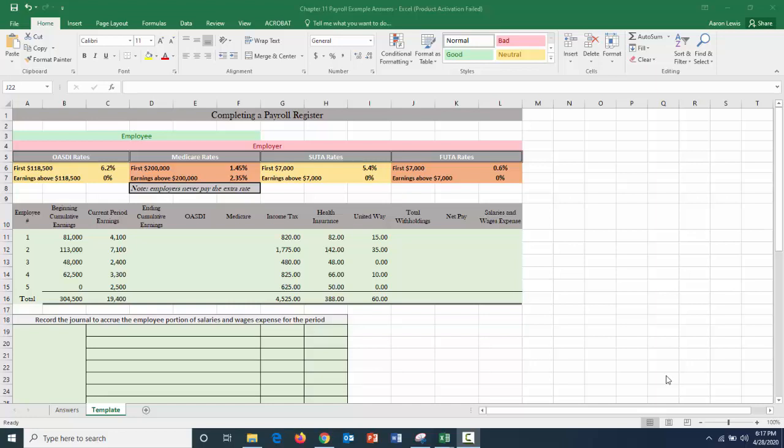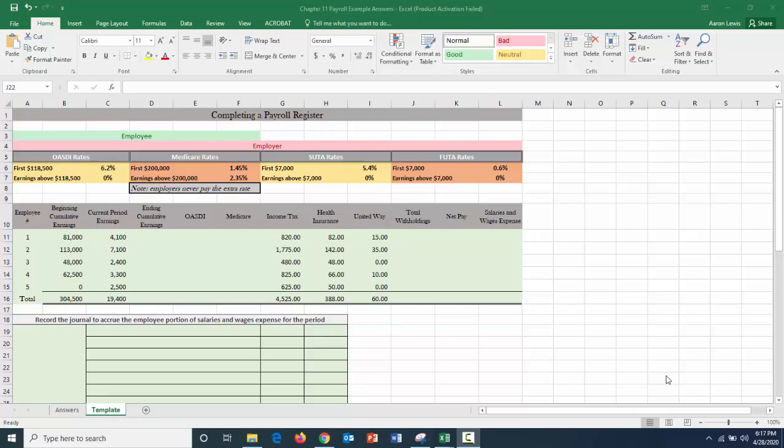For SUTA and FUTA, the rate, at least in the state of New York, is 5.4% for SUTA and 0.6% for FUTA. These are only on an employee's first $7,000 of earnings each year, and they are only paid by the employer. Again, they don't come out of an employee's paycheck.